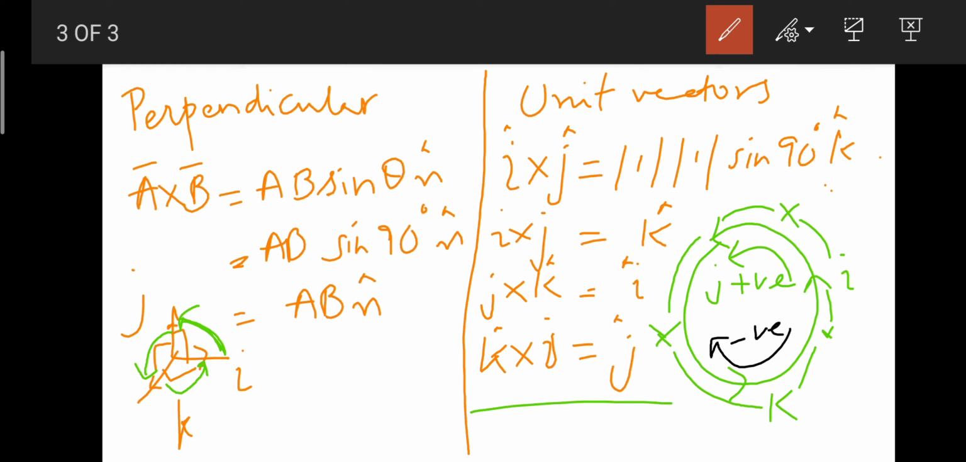So j cross i would be equal to minus k. If I want to take k cross j, this is equal to minus i. And if I want to take i cross k, this is equal to minus j, right? So that's how you draw the angles, and you take the values of the angles positive or negative accordingly.